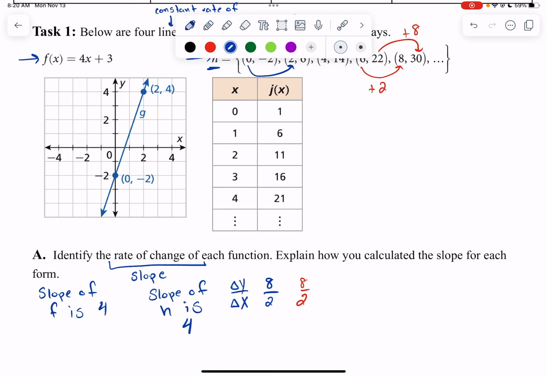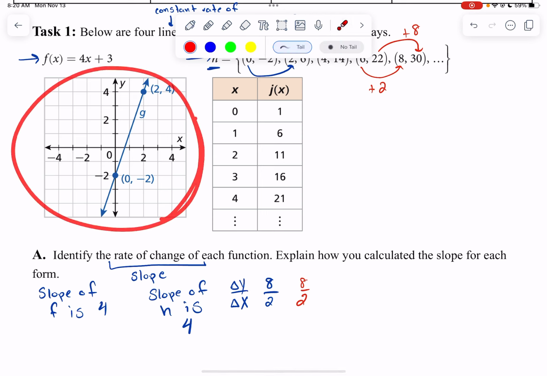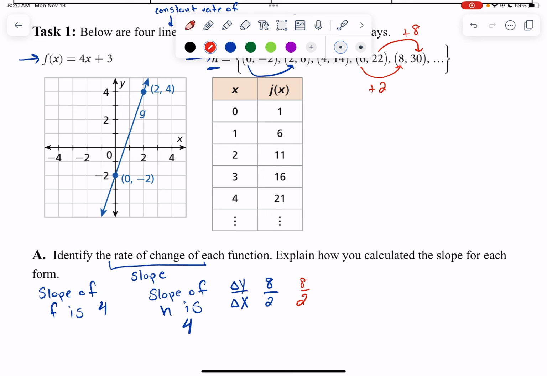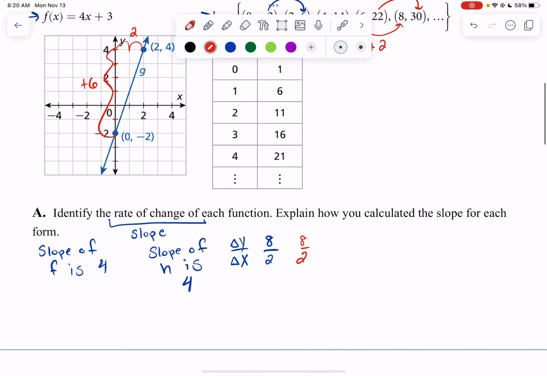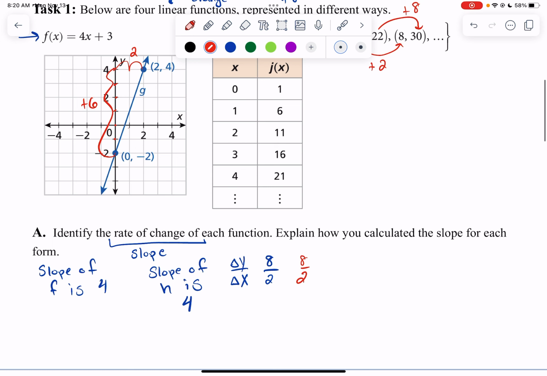Okay, so now let's find the slope of g right here. I'm going to use rise and run for the slope of g. So from here I'm at -2, so there'd be 1, up 1, 2, 3, 4, 5, 6, up 6, over 2, so the slope of g is up 6 over 2, which is 3. Okay, and last one, we need the slope of j.